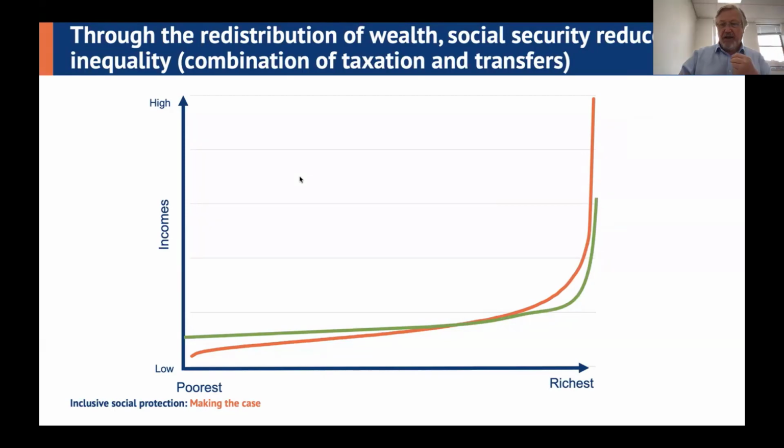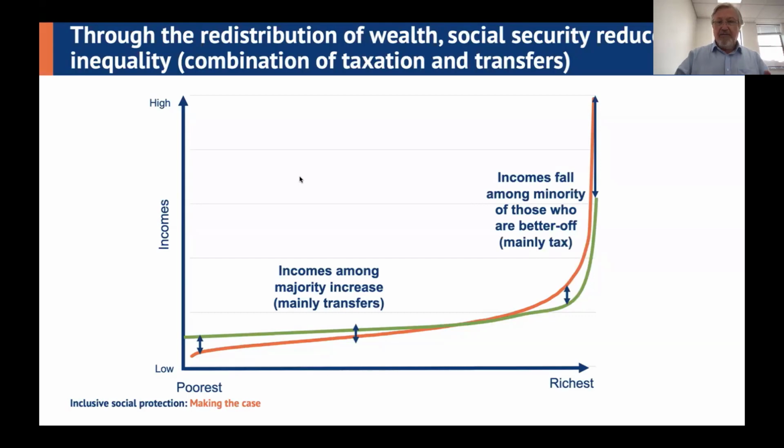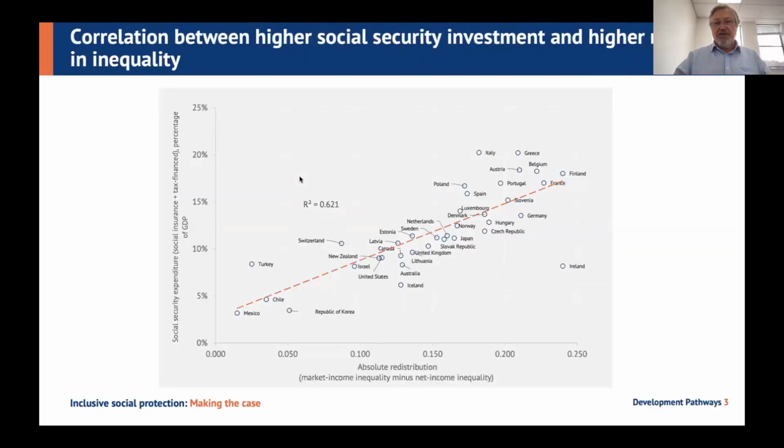away, to get something more like this green curve, where we can increase incomes amongst the majority, and that will be mainly done through the transfers, and we would have incomes falling among a minority of those who are better off, mainly through the tax system. And this way, by flattening the curve, we're reducing inequality. So let's look at some examples and some of the evidence around whether means-tested or universal schemes are more effective.